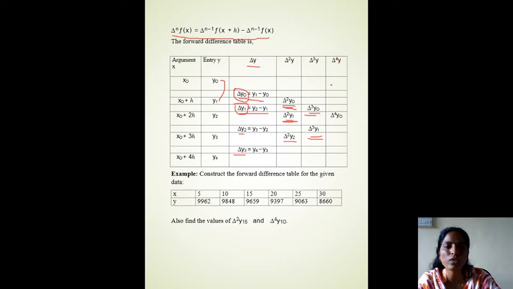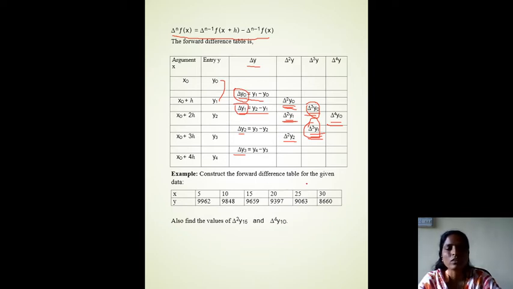So fourth forward difference is the differences of third forward difference. So this is delta cube y naught and this is delta cube y1. So delta cube y1 minus delta cube y naught, that gives you delta raised to 4 y naught, etc. So you have to continue like this, and this is called as a forward difference table.